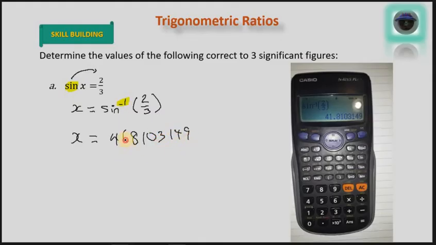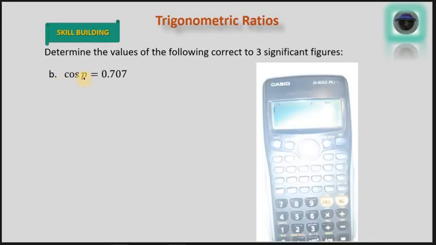41.810349. All right, now we only want 3 significant figures. So we start from the 4, the first significant figure, and we count up to the third significant figure. We check the very next digit to see if we should maintain it or add a 1 to it. Since the digit after 8 is less than 5, we'll maintain 8 as 8. So our answer to 3 significant figures is 41.8. This will be degrees because it's the sine of an angle. So x equals 41.8 degrees. Now this is corrected to 3 significant figures.